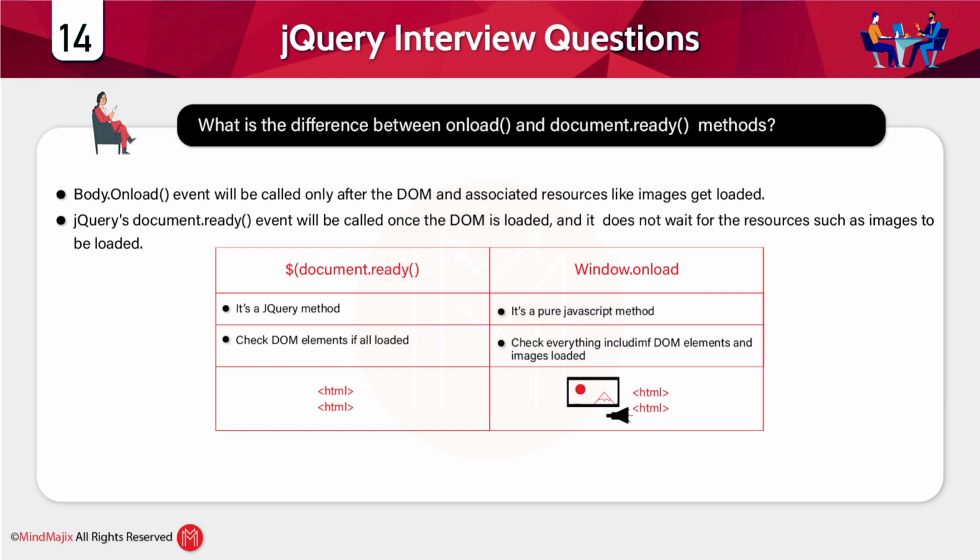So coming up to the next question. What is the difference between onload and document.ready method? This is the most common question asked if you have one or two years of experience in jQuery. So what is the difference between load and ready? The body.onload event will be called only after the DOM and associated resources like images get loaded. So once the images on your DOM are loaded, only then is the body.onload called.